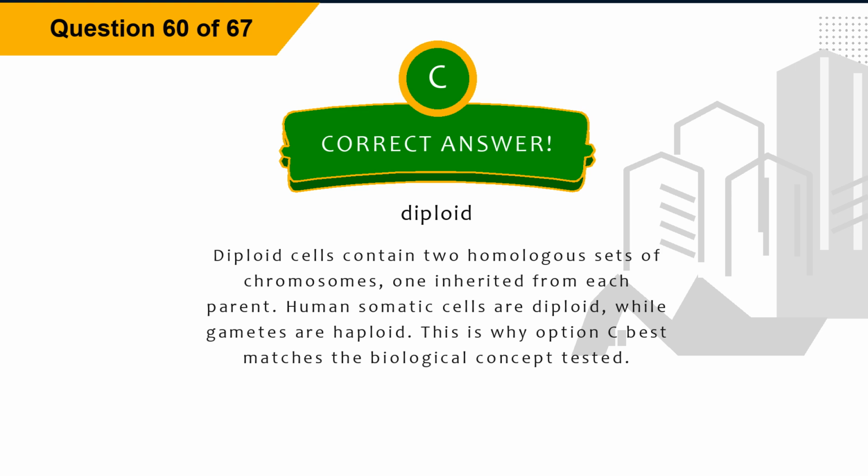Explanation. Diploid cells contain two homologous sets of chromosomes, one inherited from each parent. Human somatic cells are diploid, while gametes are haploid. This is why option C best matches the biological concept tested.